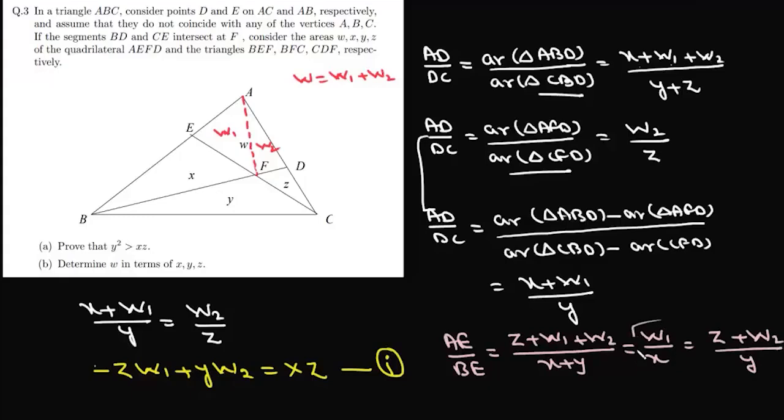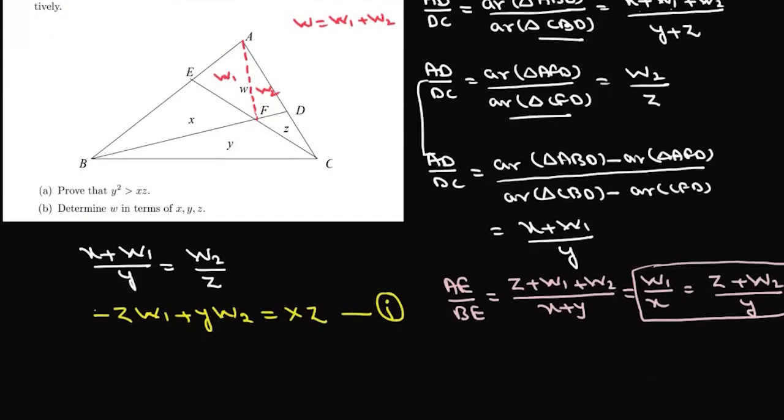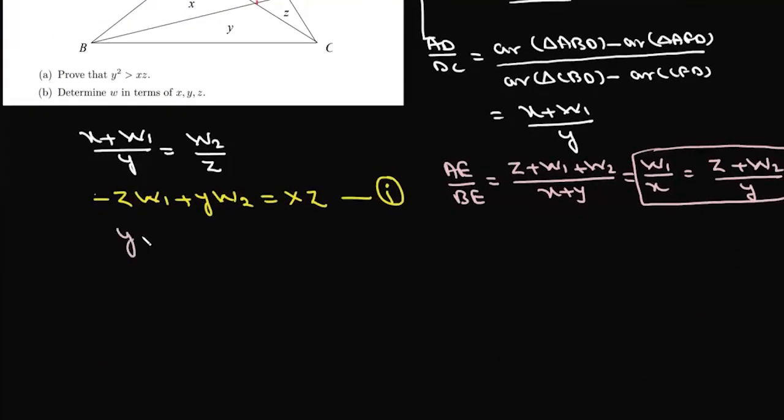Now we are going to take these two and cross multiply them. So from here we can write YW1 minus XW2 is equal to XZ, and that's your second result. So now we have two linear equations in W1 and W2. Now we're going to solve them.